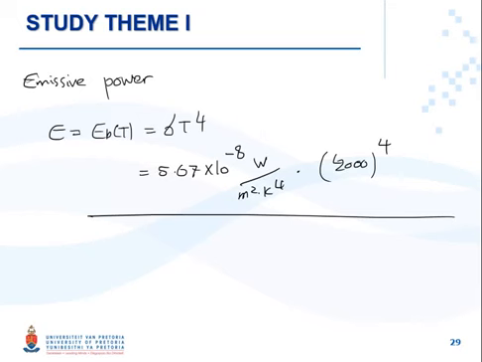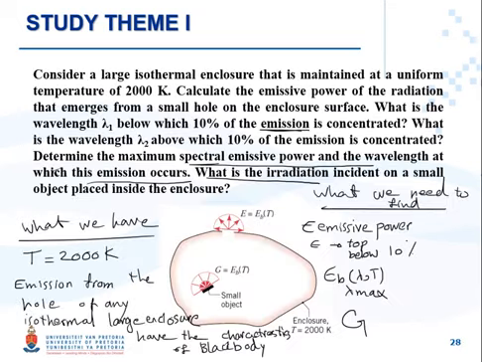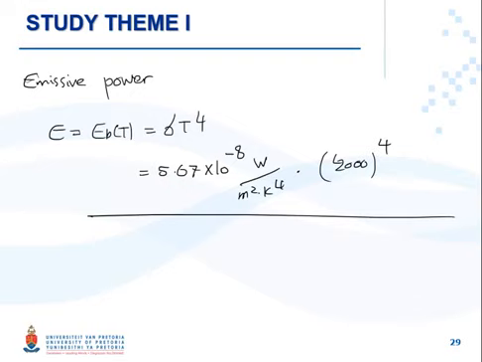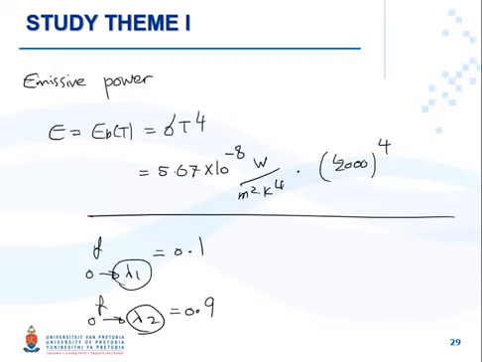The second is saying: what is the wavelength lambda 1 below which 10% of the emission is concentrated? What is the wavelength lambda 2 above which 10% of the emission is concentrated? So basically what it is asking is F0 to lambda 1 is 0.1 and F0 to lambda 2 is equal to 0.9. 10 below, 10 high. So what is asked is finding this lambda 1 and lambda 2. Okay?